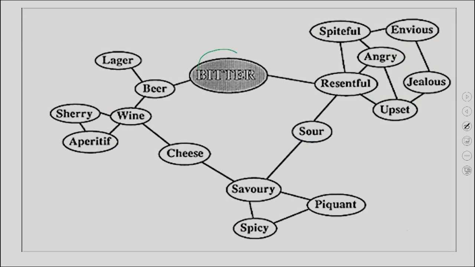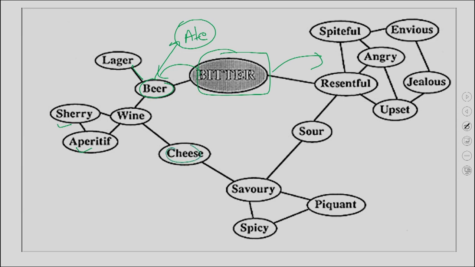So as you can see, if bitter is my concept, this bitter is actually related to two more concepts. One, bitter is related to beer, and bitter is also related to resentful. On one end, beer is related to further concepts or further links. For example, there are different kinds of beers. You have lager, you have ale, and so on and so forth. And beer is again related to wine, for example the sherry wine, the aperitif wine, and wine is again related to cheese and so on and so forth.